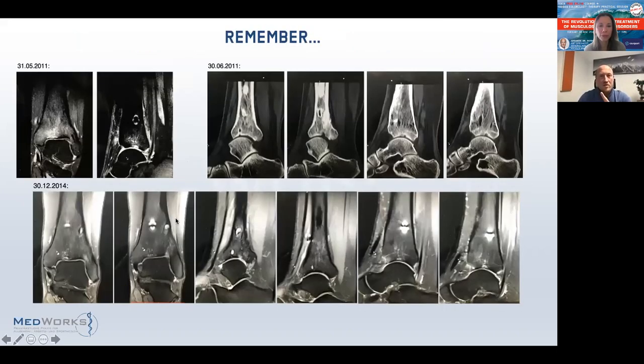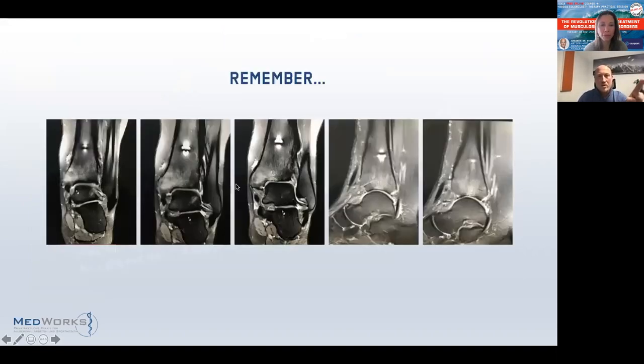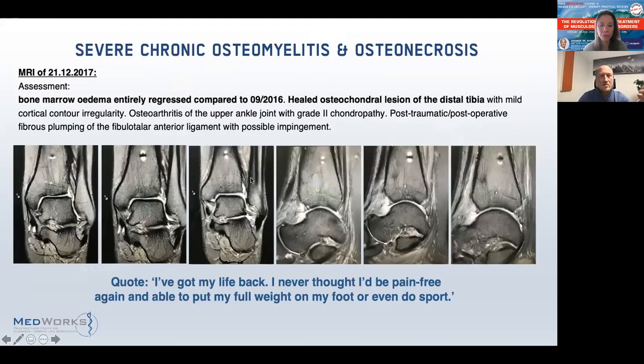Now I show you first the older ones. So remember, these were the pictures. These were the last pictures before the operation and the shockwave. And now you see the pictures after a few months of treatment with the Doloclast. Nearly every necrosis is gone. You see no bone marrow edema, nothing at all. And she was completely pain-free then.